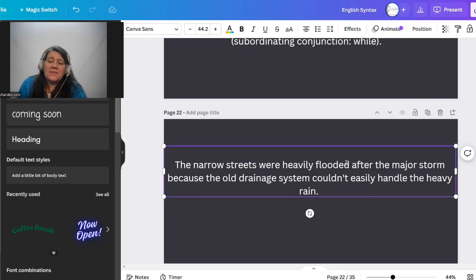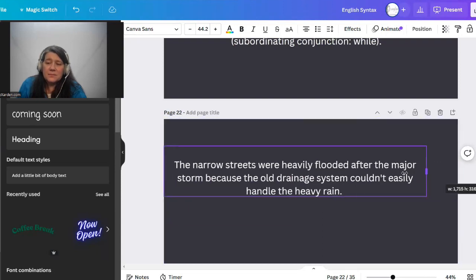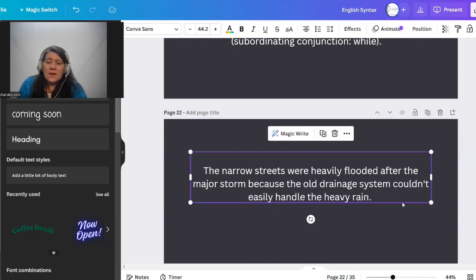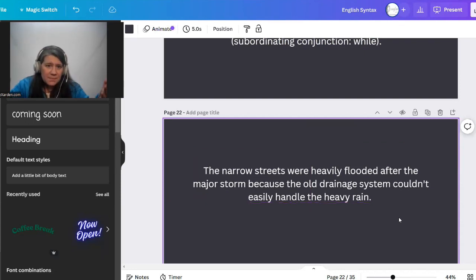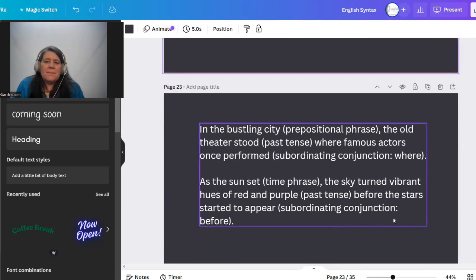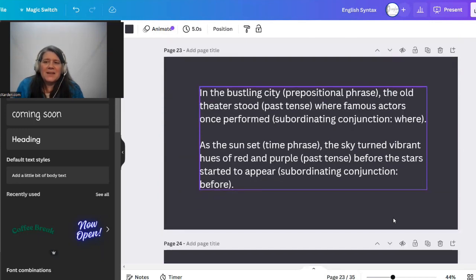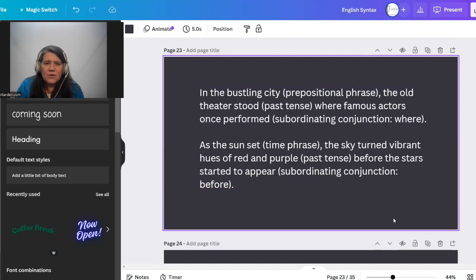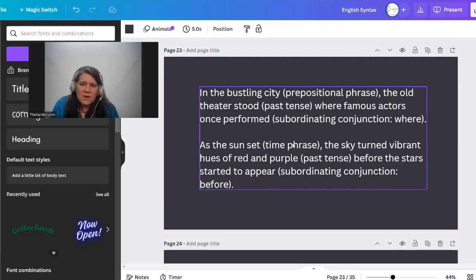The narrow streets were heavily flooded after the major storm because the old drainage system couldn't easily handle the heavy rain. Okay? That's how you make a big, beautiful sentence. Break it down to its simplest parts and then start putting in the ideas. Let's look at some examples. And I recommend that you stop the video, you look at it closely and see if you can understand what's happening in each one of these sentences.